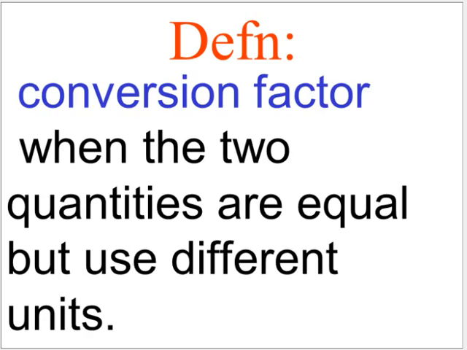A conversion factor is taking two things that are equal. We know that 12 inches equals 1 foot, and writing them as a ratio. So it's two things that are equal but use different units. Another one we could make up is that there are 60 minutes in 1 hour.